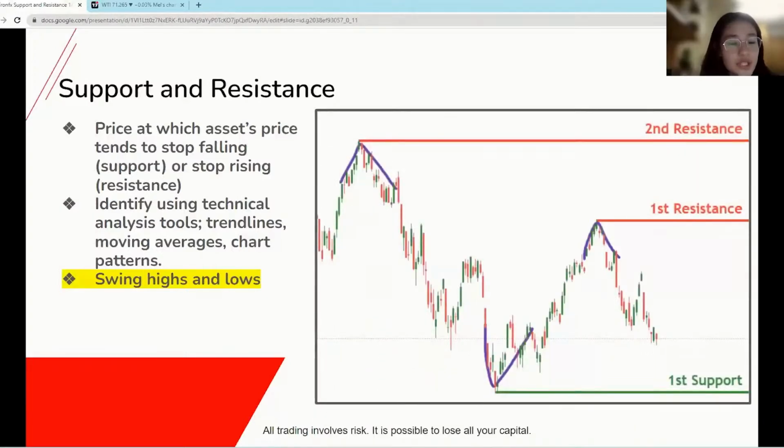So I've added an image here for you to see how we can use swing highs and lows as resistance and support levels, but we'll go through a couple more examples in the next few slides. Take note of how there are clear peaks and troughs in the market structure in order for them to be used as resistance and support levels.